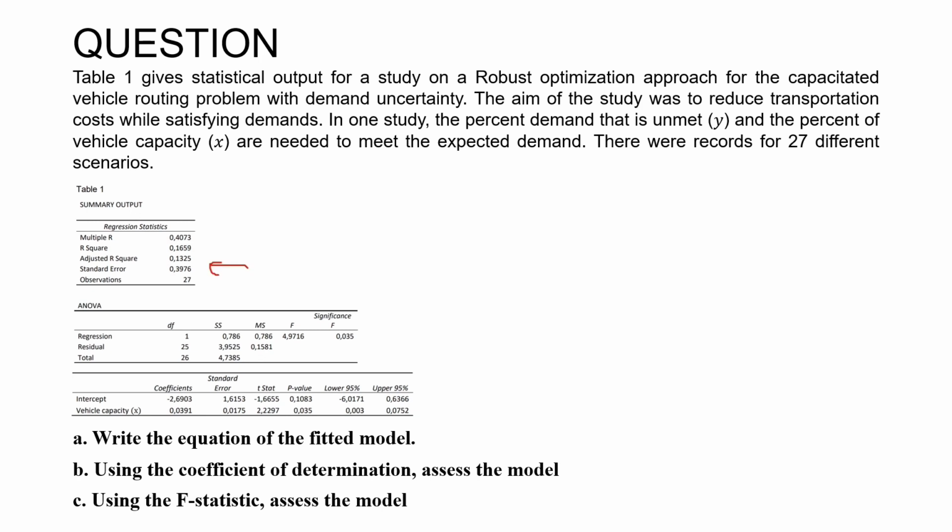For the standard error, the value there is 0.3976. If you multiply that by 100, it's about 40%, or 39.76%. It measures the average amount of error or variability in the observed data points. We are told that 27 different scenarios were analyzed. The ANOVA table that you see here, we went through step by step in our previous example. In our next example, we are going to have raw data and we will be using Excel to extract this entire table in its entirety.